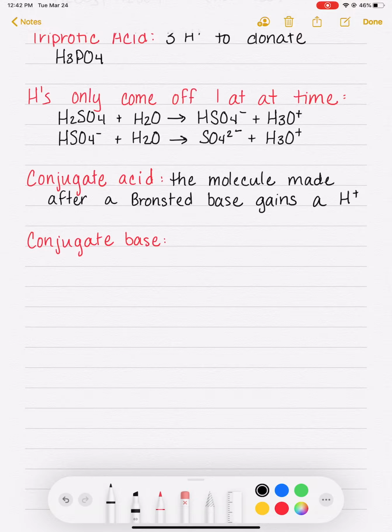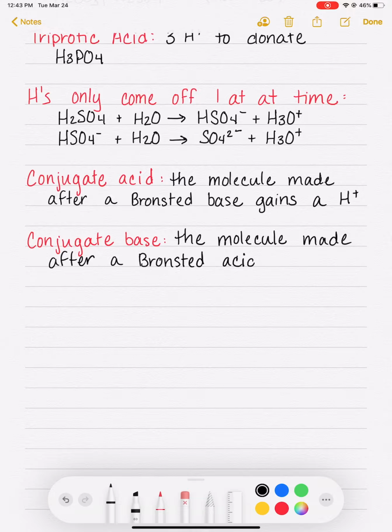And a conjugate base is the molecule that we get, the molecule that is made after a Bronsted acid donates or loses an H+.